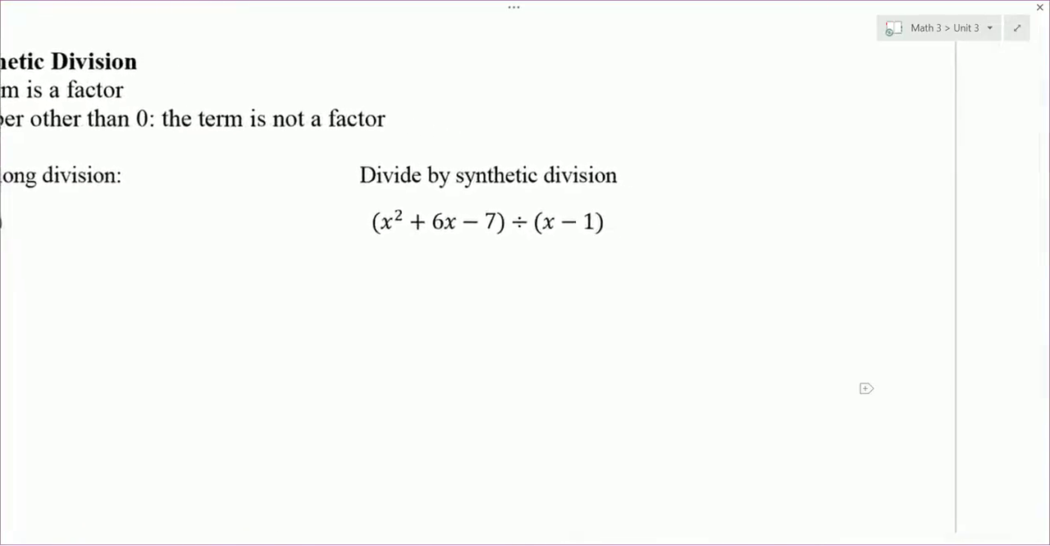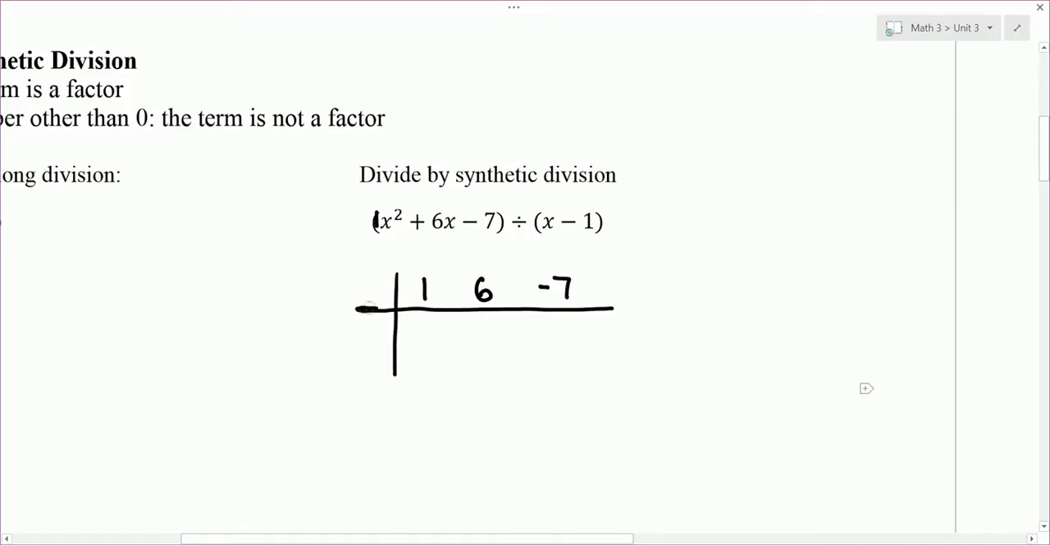So let's look at this first one. We have x squared plus 6x minus 7. In front of the x squared there is a 1, and what we're going to grab are the coefficients of x squared, x, and then the constants. So we got 1x squared, we have a 6x, and we have a negative 7. So we just leave out the x squared, leave out the x. We're just writing those coefficients. And then we're dividing by x minus 1.